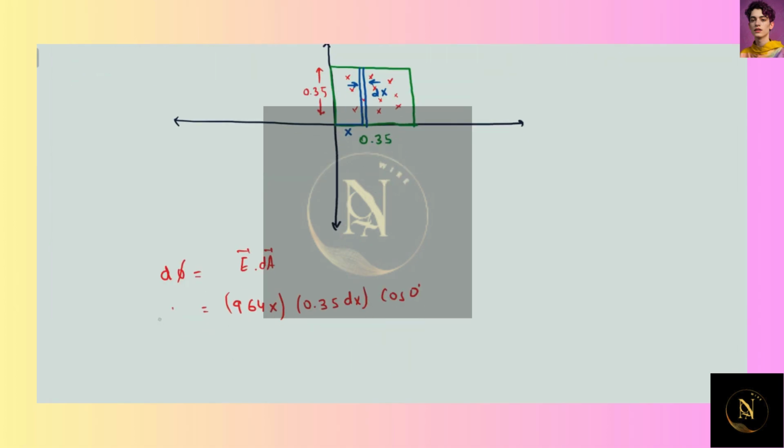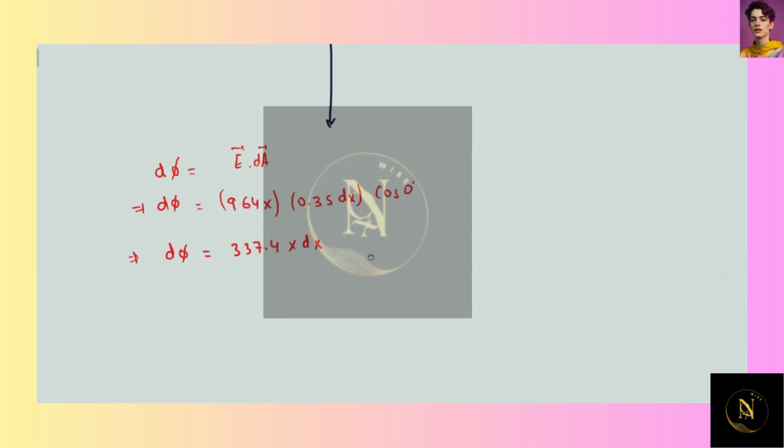Let me rewrite this equation by eliminating cos 0. So d phi is going to be 964 times 0.35. Let me grab my calculator. 964 times 0.35 is 337.4. So d phi equals 337.4 x dx, and this is the required elemental flux.